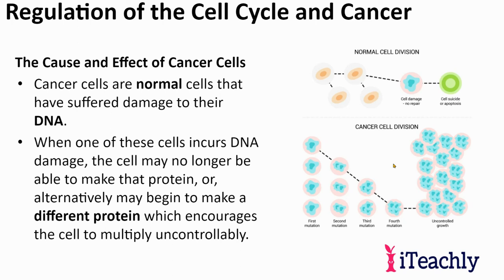Okay, the cause and effect of cancer cells. Cancer cells are normal cells that have suffered damage to their DNA. When one of these cells incurs DNA damage, the cell is no longer able to make protein, or alternatively may begin to make a different protein, which encourages the cell to multiply uncontrollably. So we've seen that before.